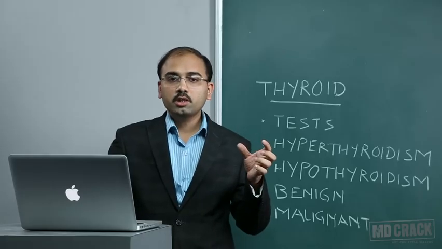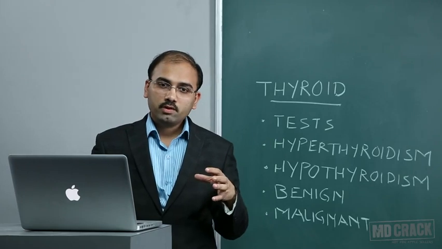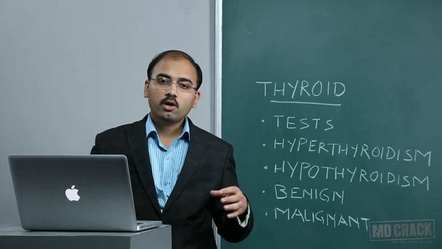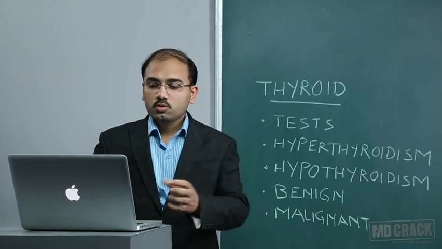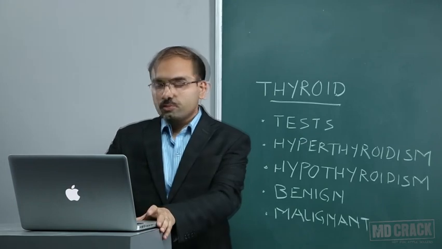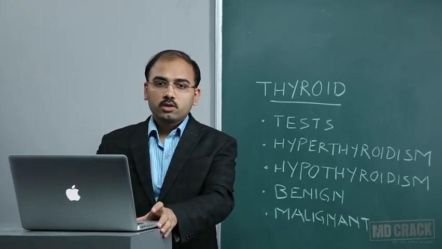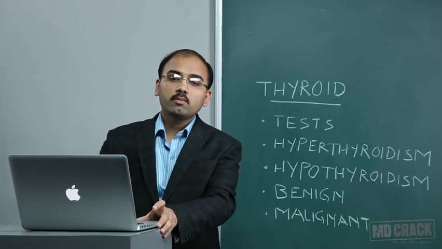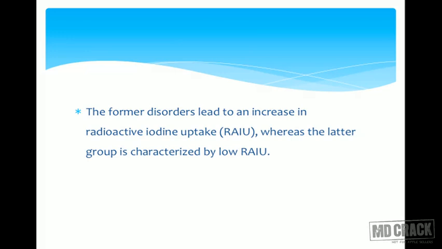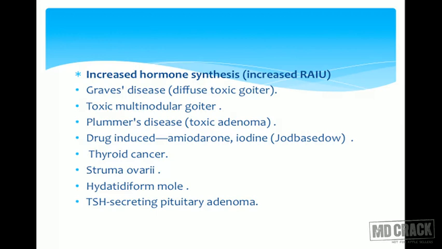So you should be differentiating between hyperthyroidism that may be arising from increased production of thyroid hormone or increased release of thyroid hormone which is already stored. You have to differentiate between these two disorders. Now we'll see what are the different disorders which will either form more thyroxine or release more thyroxine. The former disorders lead to an increase in radioactive iodine uptake, whereas the latter group is characterized by low radioactive iodine uptake.